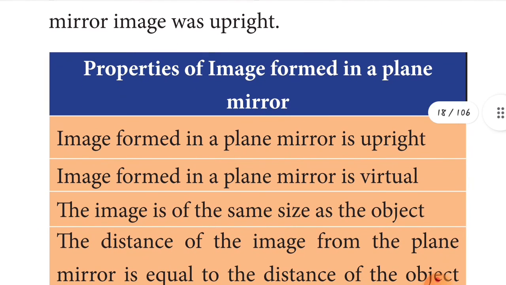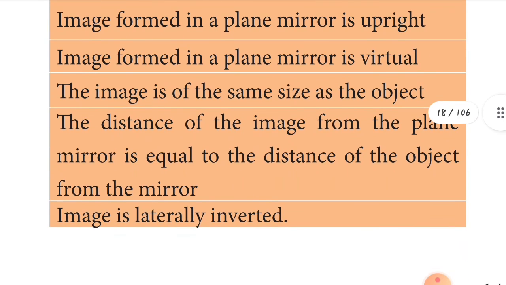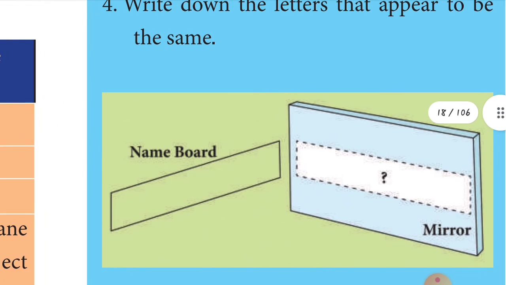And see the properties of the image formed in a plane mirror, children. It's a very important property. The image formed in a plane mirror is upright. The image formed in a plane mirror is always a virtual image. The third point, the image is the same size as the object. The next one is that the distance of the object from the plane mirror is always equal to the distance of the image from the mirror. And the last point, the image is always laterally inverted.